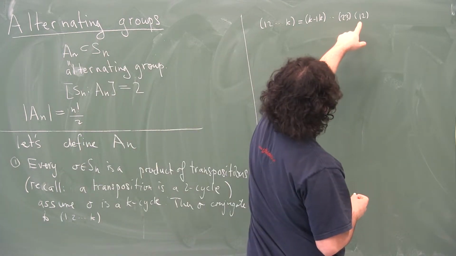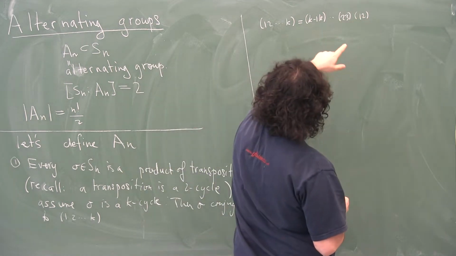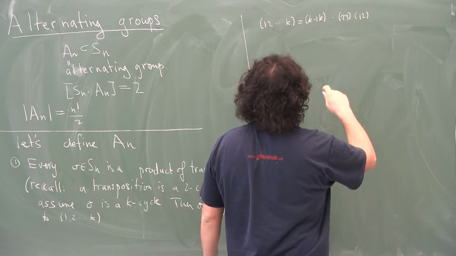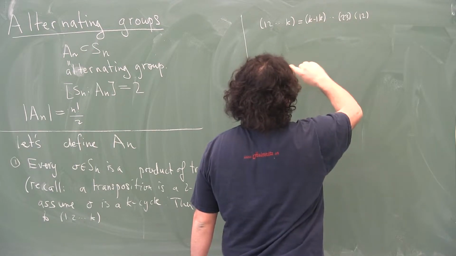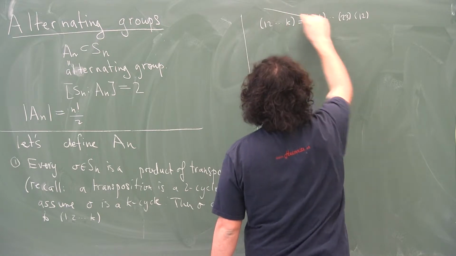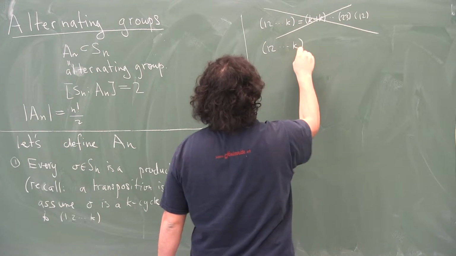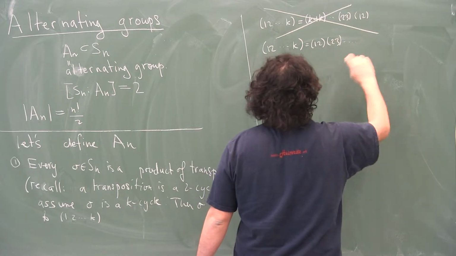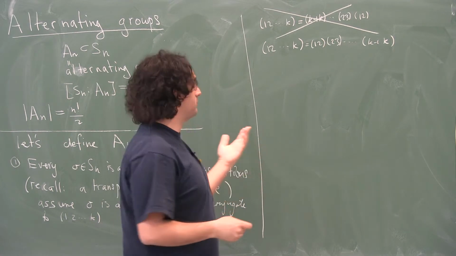So here I should start multiplying from the right. I have 1 goes to 2, 2 goes to 3, 3 goes to 4, and so on, and k-1 goes to k. So this is not correct. Okay, so let's try it the other way. (1 2), (2 3), up to (k-1 k) with the order reversed. Does it work this way?